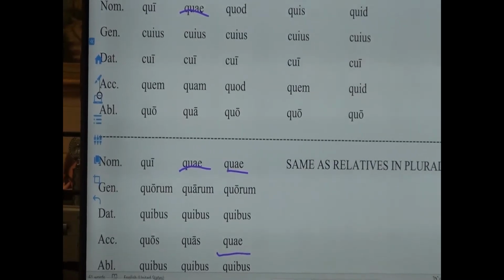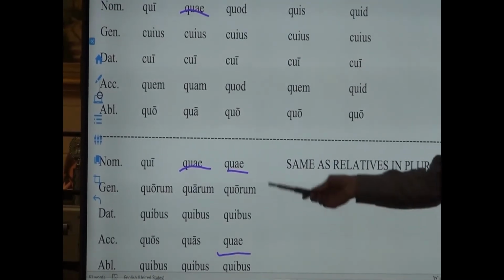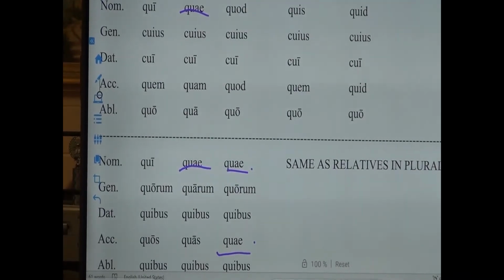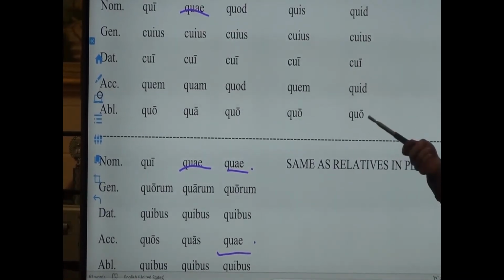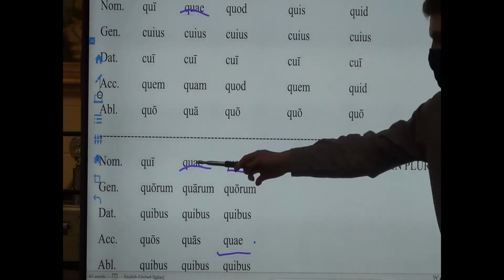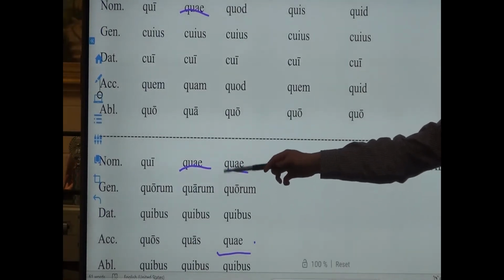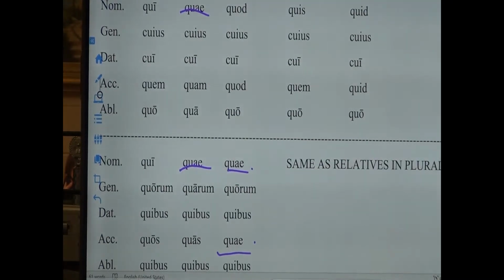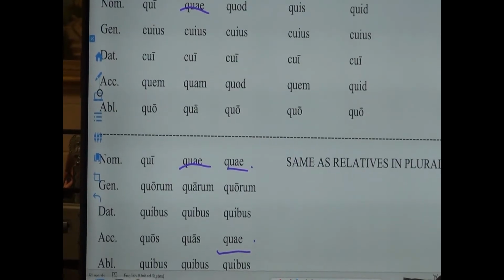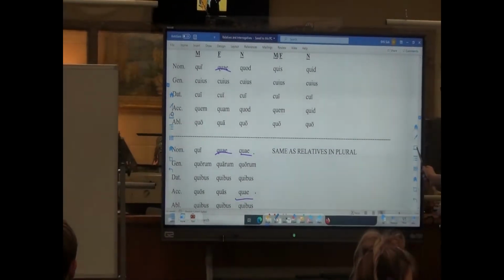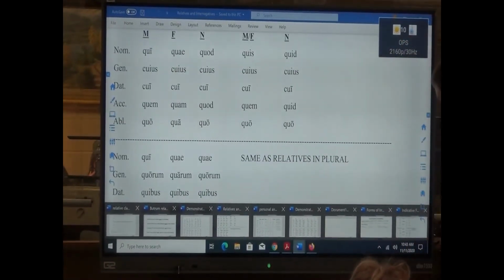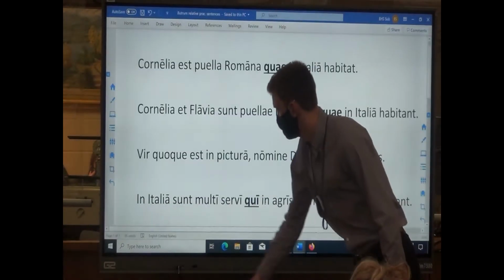So when we see the quad, we have to figure out what it is referring back to. It could be nominative and accusative, neuter, plural. But in this case it is nominative, and it relates to the puellae, feminine, plural. If that makes sense. Okay. So, we're going to go back to this thing right here.